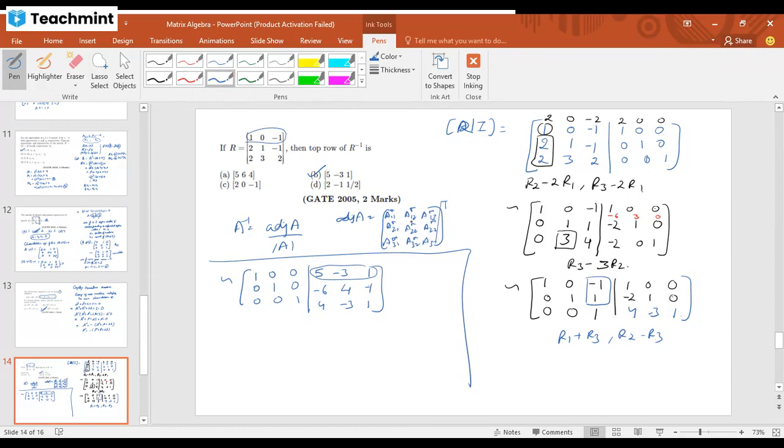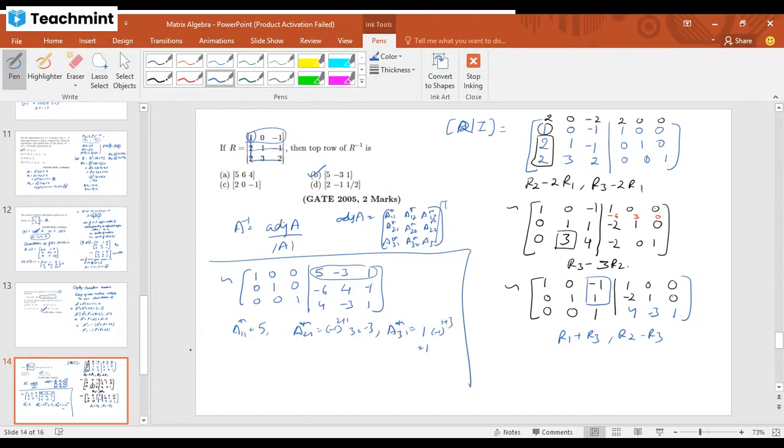Transpose of this matrix means the first row becomes A11 star, A21 star, A31 star. So we need to find the cofactor of A11, which is 2 plus 3, 5. So A11 star is 5. A21 star is equal to 0 plus 3. It is 3, but with a minus sign, minus 1 raised to power 2 plus 1 times 3, so it is minus 3. And A31 star is equal to 0 plus 1, 1 into minus 1 raised to power 1 plus 3, which is equal to 1 only.